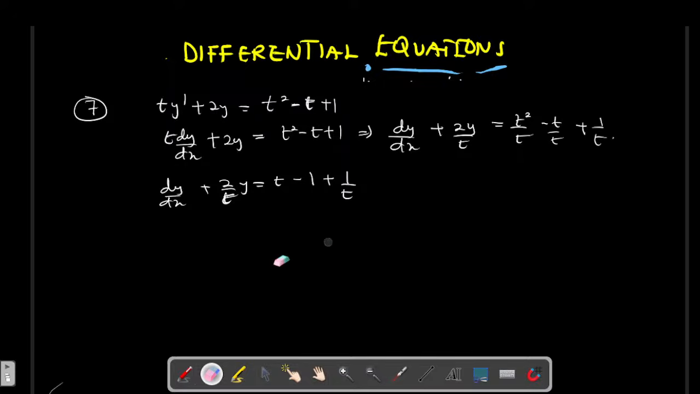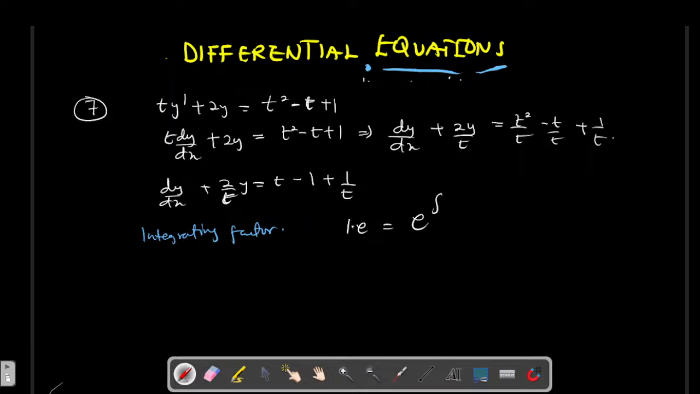So how do we solve a linear differential equation? To solve a linear differential equation, we need what we call the integrating factor. So we need an integrating factor. How do you find the integrating factor? Integrating factor I is simply equal to u. It's simply equal to e to the power integral of what? The coefficient of the y that we have here.